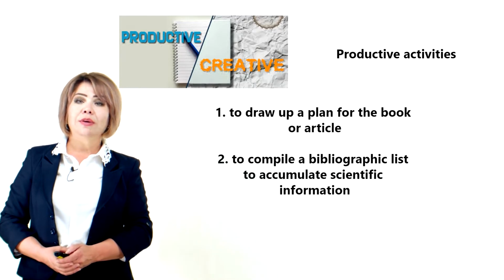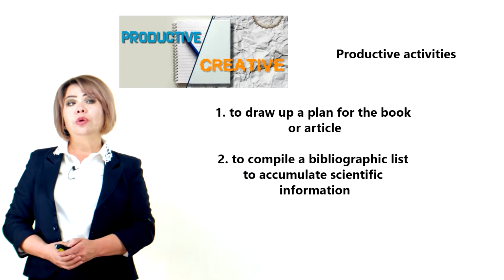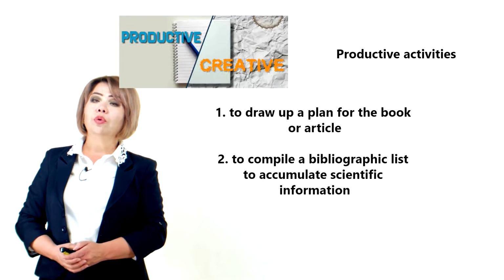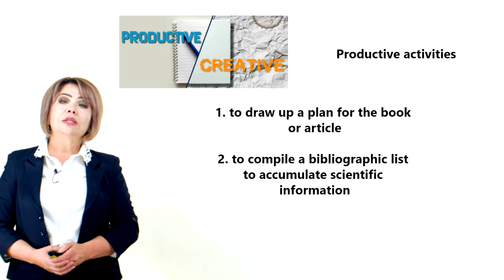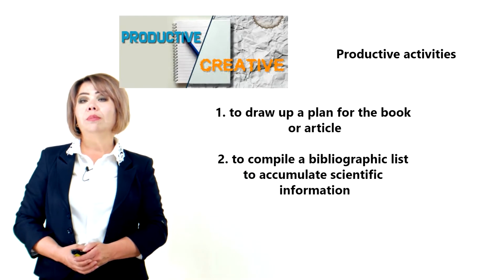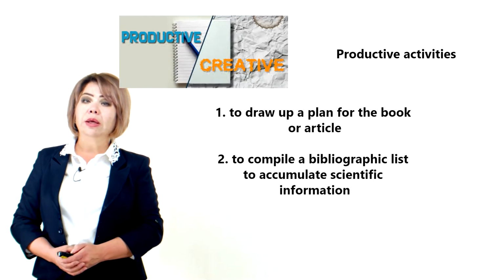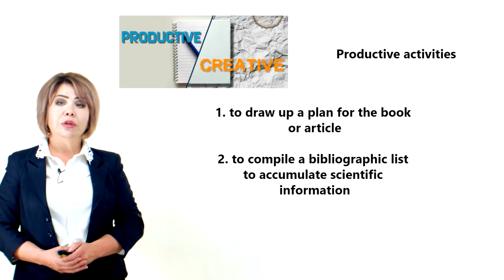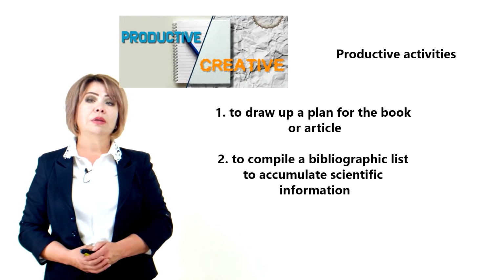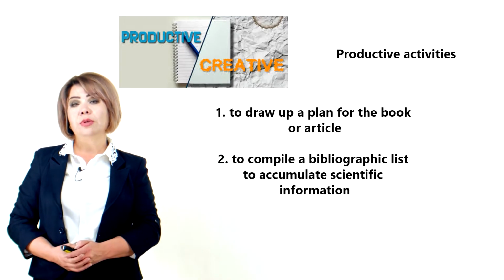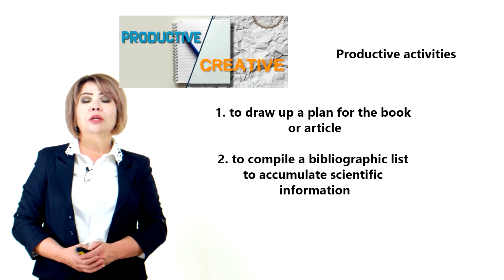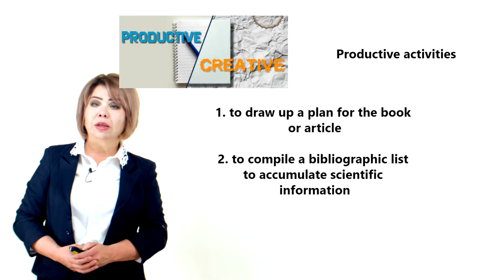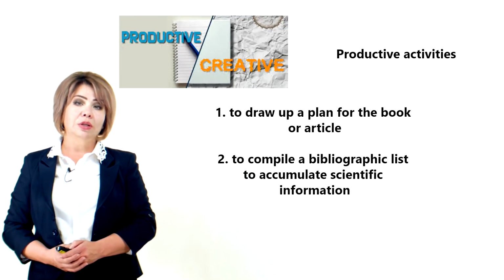Another type, the second type of independent activity, is productive, creative activities. Productive activities help learners draw up a plan of a book or article. They start to create by themselves. They compile a bibliographic list to accumulate scientific information. So they may focus on different kinds of literature given or suggested by the teachers. They work on this material, and of course they may produce another type of language material in the target language.